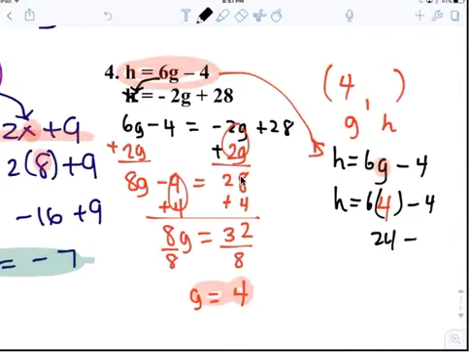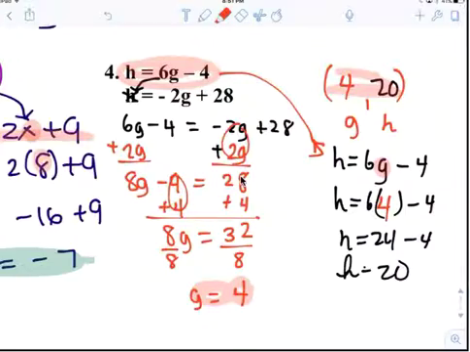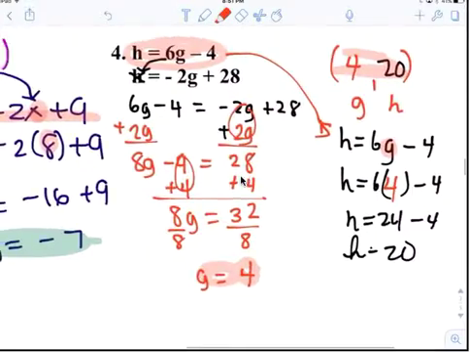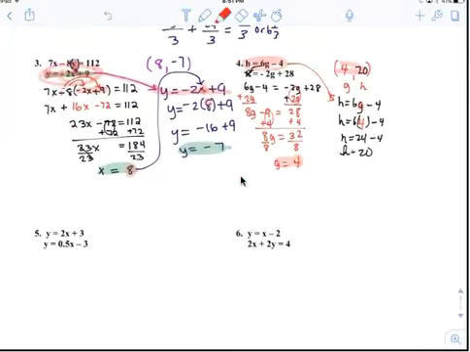So 24 minus 4, then H is equal to 20. The two lines, this is called one solution, and the solution is at 4 and 20. So the two lines intersect at 4 and 20. Okay? That's how you do that.